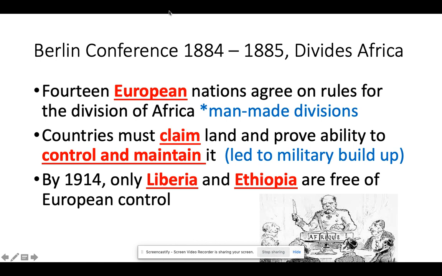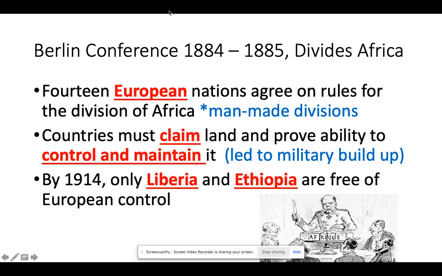You also have to prove that you can control and maintain it. Not only defend it from anyone who's trying to come in and take it, but you also have to be able to control the indigenous people of that land. You have to be able to crush any revolts that would rise up. So that's definitely going to lead to a military buildup. Hence, we're looking at things that are going to take us into World War I. That military buildup is really going to give a lot of these European nations confidence.